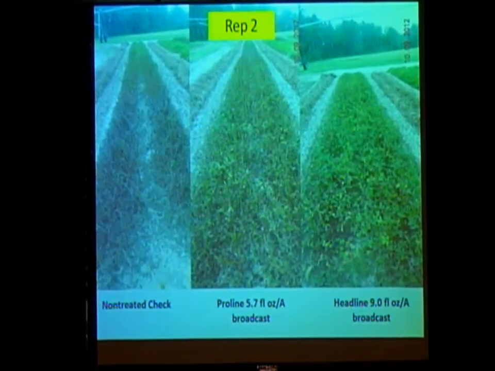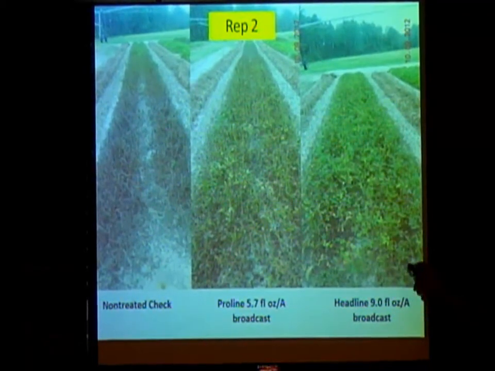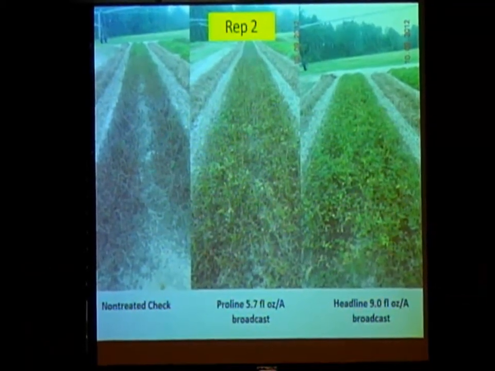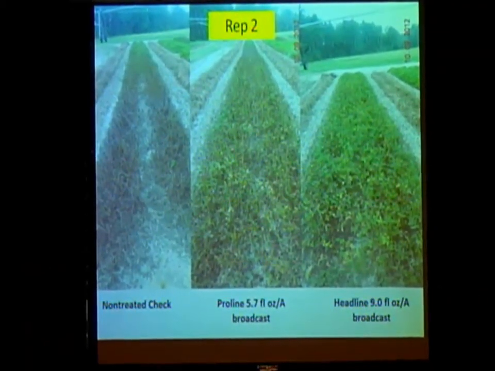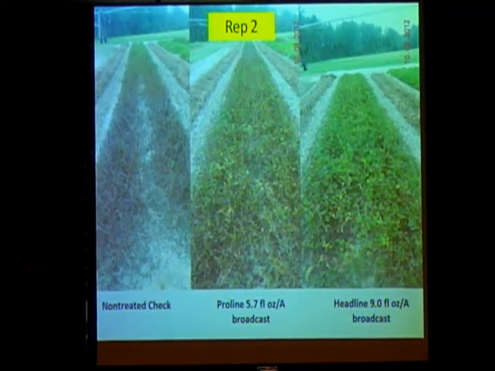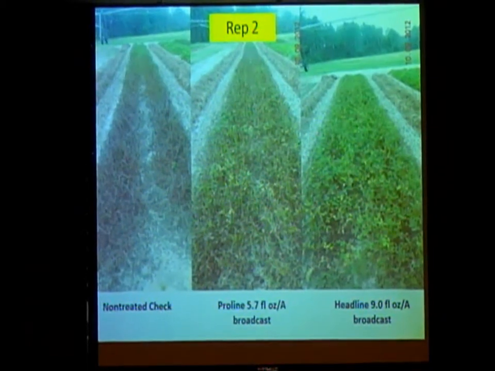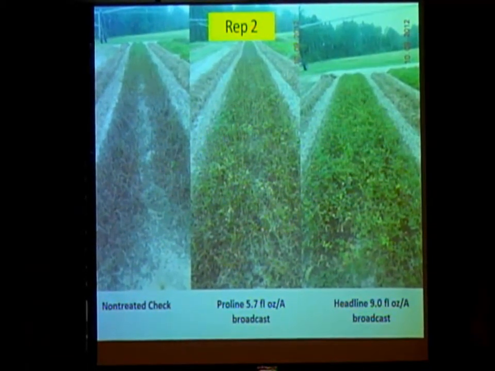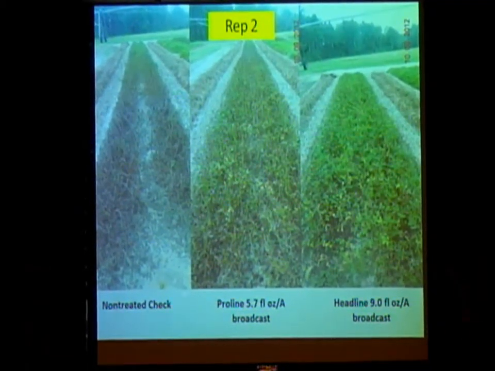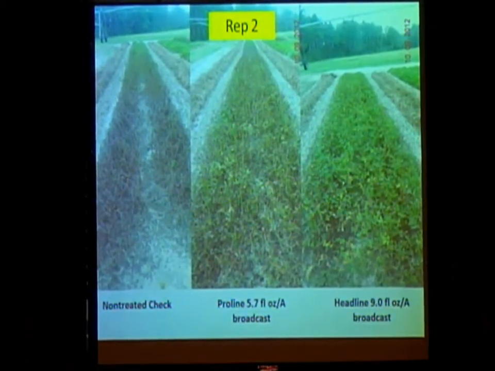5.7 ounces of Proline. Again, just one application. You still had green stems, but we still had a lot of leaves left in the Headline application. But I think both of these fungicides provide a base that, if you're coming back with just straight chlorothalonil or really any of the various fungicide regimes that we have available, those have an awful lot of potential for improving our leaf spot control.